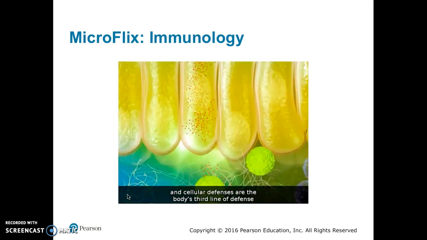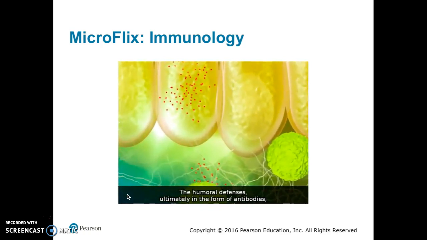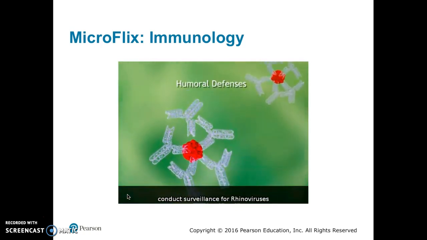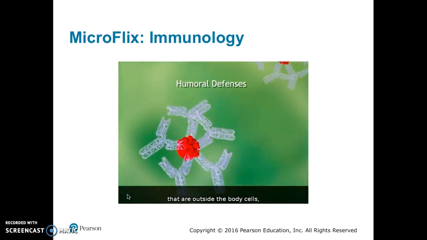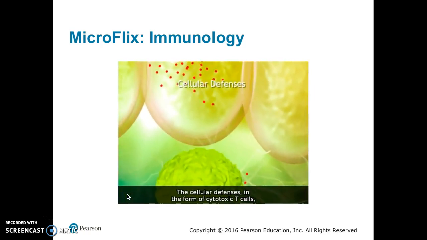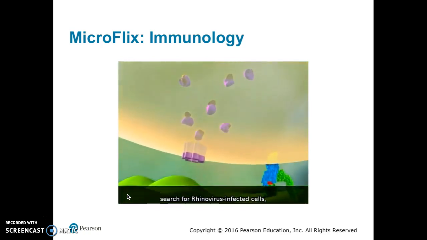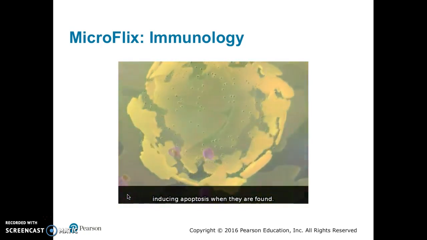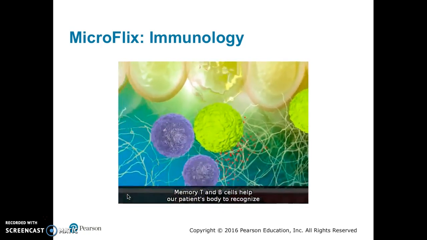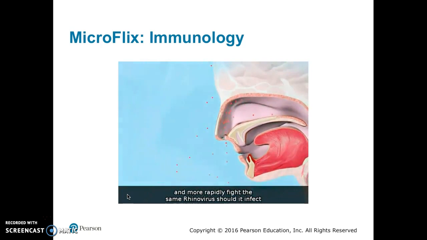Cellular defenses are the body's big-time defense fighting the viruses and pathogens. Ultimately, while the antibodies conduct surveillance for rhinoviruses that are outside the cells, in the patient's tissues and bloodstream, the cellular defenses, in the form of cytotoxic T cells, search for rhinovirus-infected cells, inducing apoptosis when they are found. Memory B cells and T cells help our patient's body to recognize and more rapidly fight the rhinovirus.